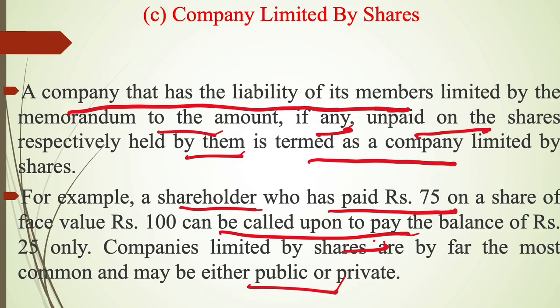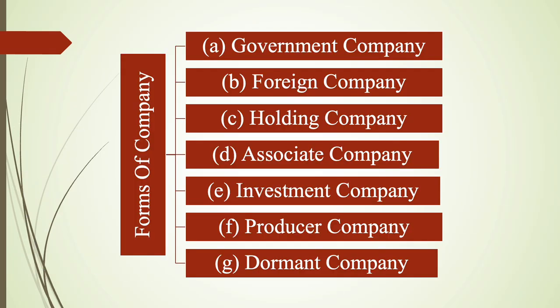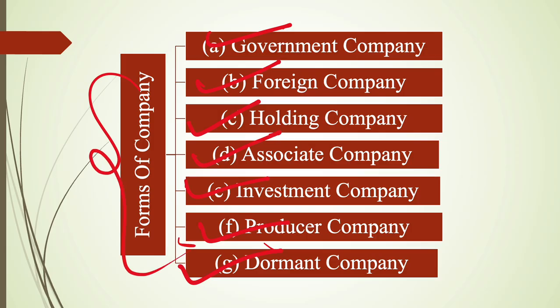And the last type is other forms of company, which includes government company, foreign company, holding company, associate or joint venture company, investment company, producer company, and dormant company. So these are the third type of classification of companies. I will discuss these types of companies in the upcoming videos. So this is all about the basis of classification of companies.